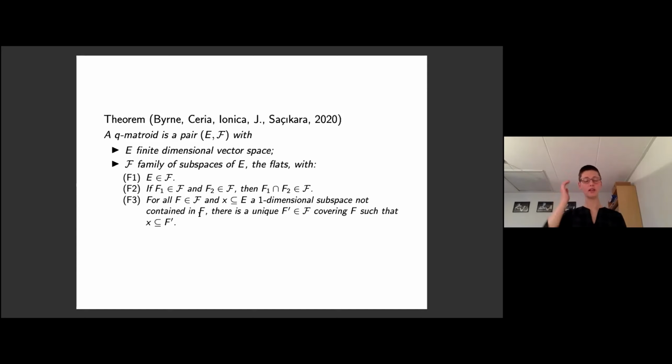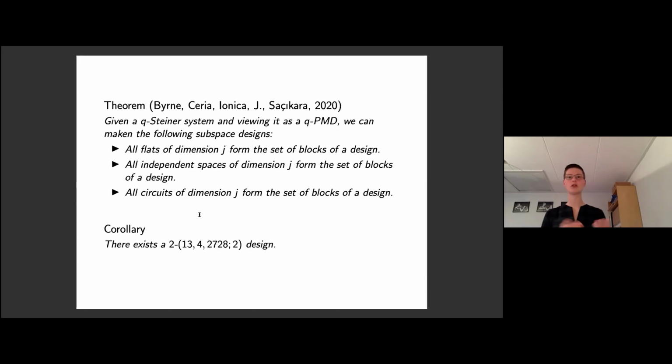Well, once you have this, you can reason away with showing that q-Steiner systems give q-PMDs. And we also proved the q-analog of the theorem you saw before. Unfortunately, we were only able to prove it exactly for a q-Steiner system and not a q-PMD in general. We still don't know if other q-PMDs exist, of course, but it would be nice to have a more general version of this theorem, but we have it for this one example that we have. It says that if I take all flats of a given dimension, we get a design. If I take all the independent spaces of a given dimension, I get a design. And the same thing for the circuits.